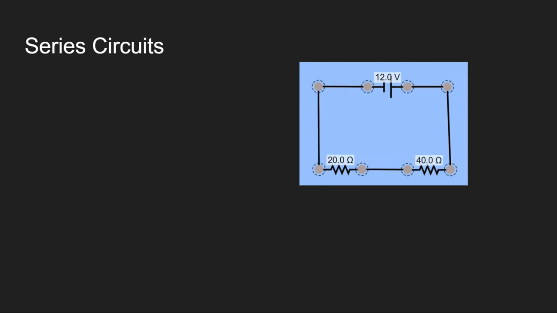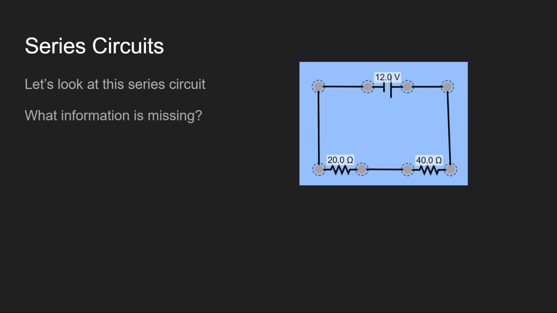So now we're going to put two resistors together. We're going to start with a series circuit. So series meaning that there's only one loop of wires and those resistors are connected back to back. So in this particular case, I have a 12-volt battery hooked up to a 20 ohm resistor and a 40 ohm resistor. So what information is missing in this particular case? Well, okay, what's the current?